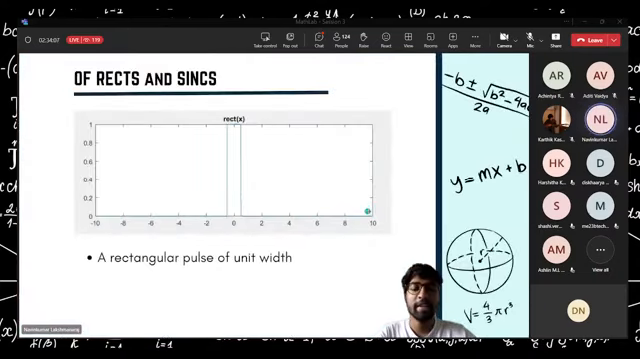Now, I'd also like to talk about two important functions. One of them is the rect of x, also known as the rectangular pulse. What this function essentially is, is it has an amplitude of 1 from x equals minus half to plus half. You can always scale x to increase the duration. And the function is 0 everywhere else. That is, rect of x equals 1 when x lies between minus half and plus half, and rect of x is 0 everywhere else.